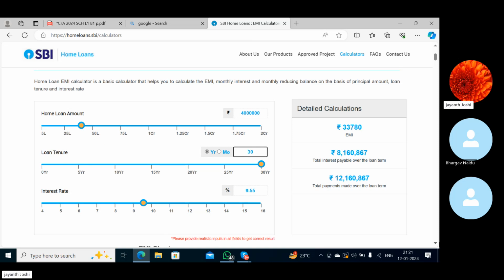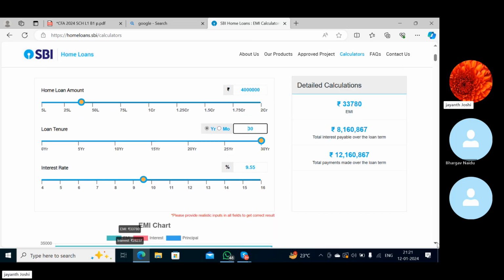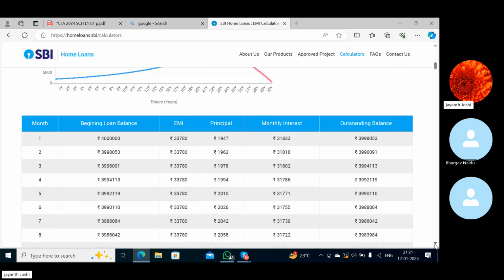I am paying, and how it goes, how the loan is getting amortized. That means how the loan is reducing every time. The loan will always reduce with the help of the principal payment being deducted from the loan balance.